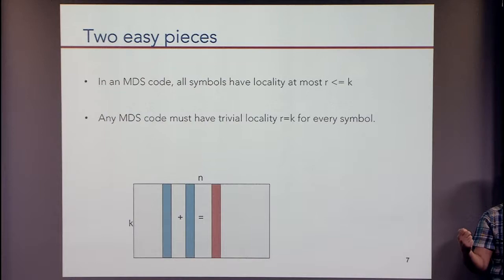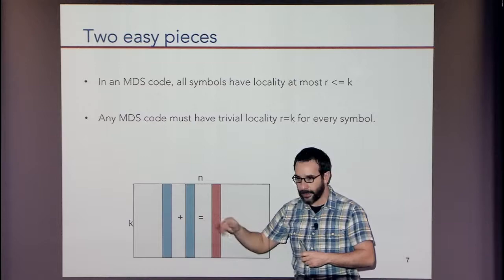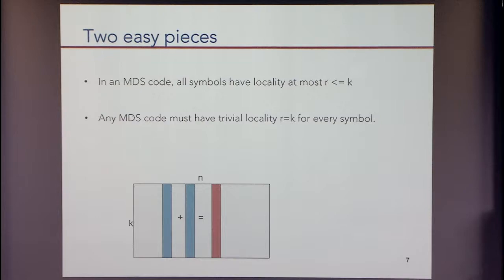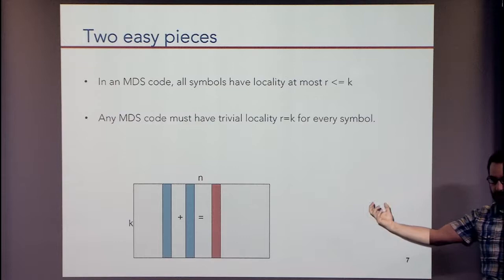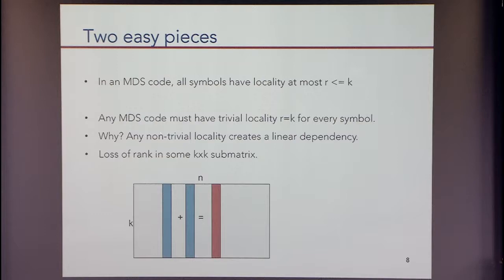Is the statement clear, first of all? Now, how do I prove that? If I have some non-trivial locality, let's say a group that involves two systematic symbols and a parity, in the linear code it's the easiest. This is a generator matrix, and when you add these two columns, you get this column, right? So this is a non-trivial linear dependency. Now, an MDS code means that any k by k submatrix must be full rank, but if you choose these three together, you have already lost rank. So you already got non-MDS. The proof: any non-trivial locality creates a linear dependency, and this creates loss of rank.